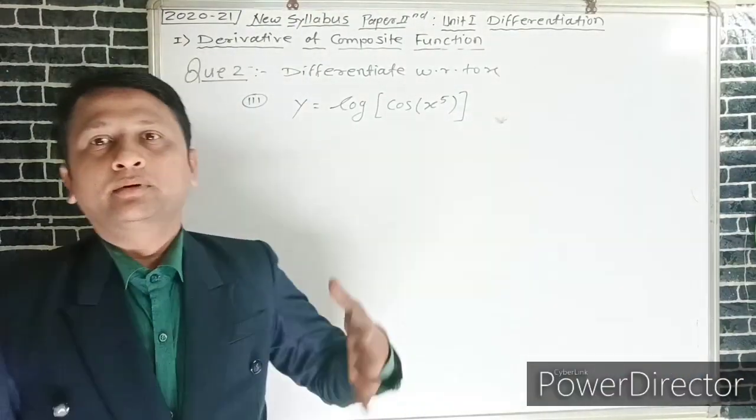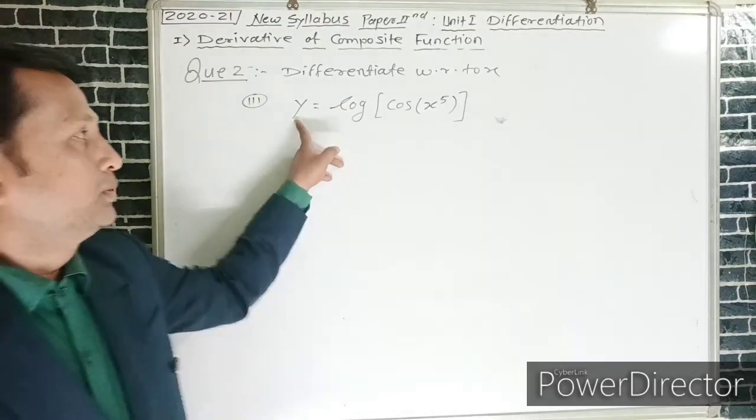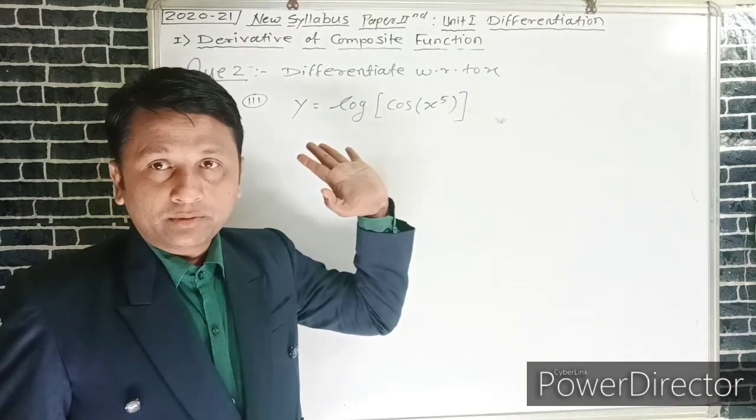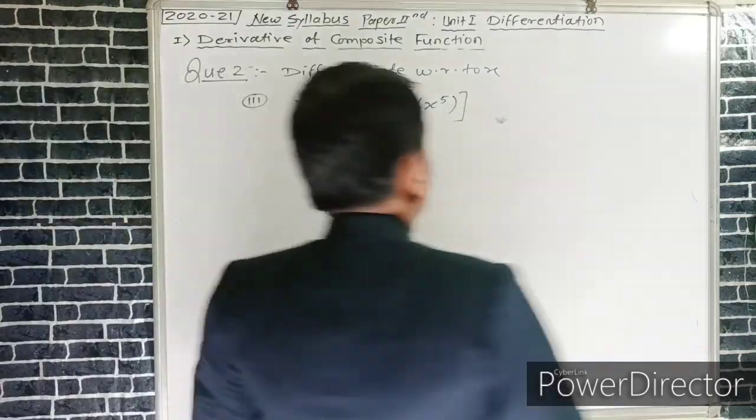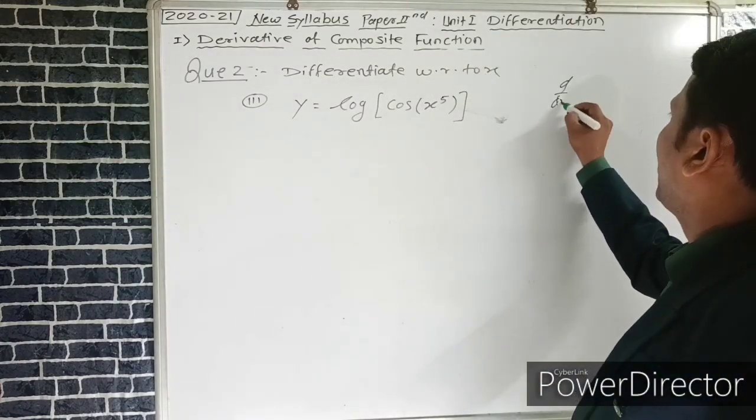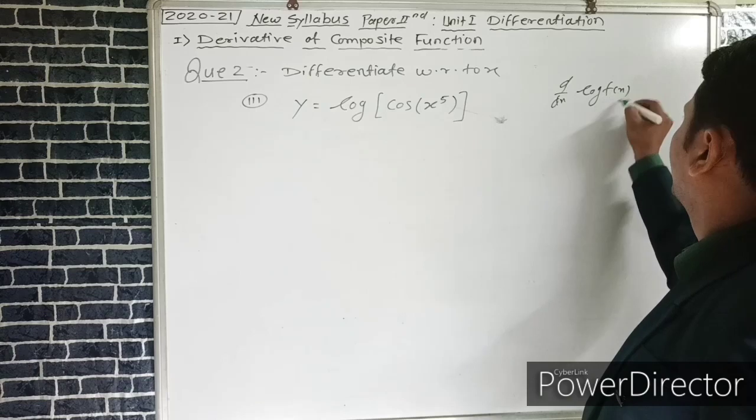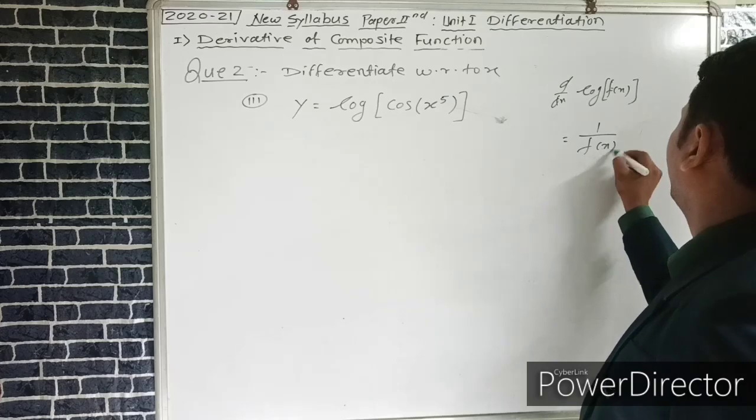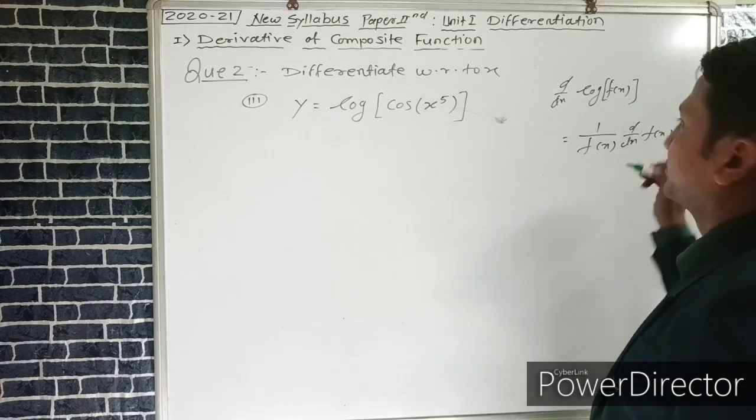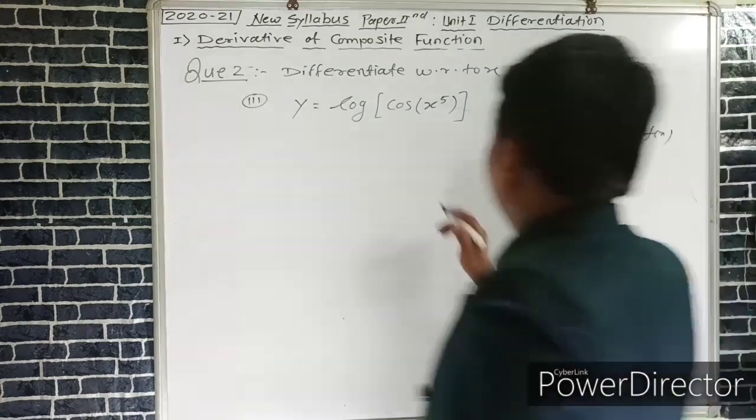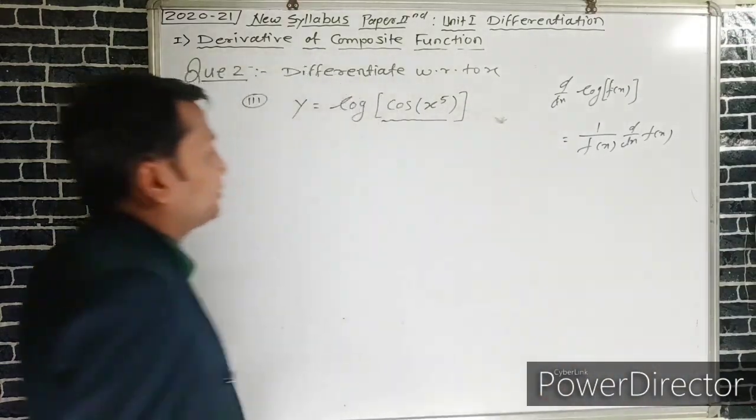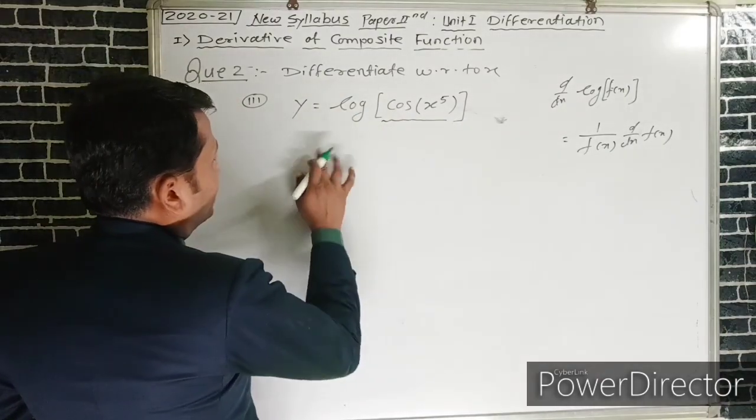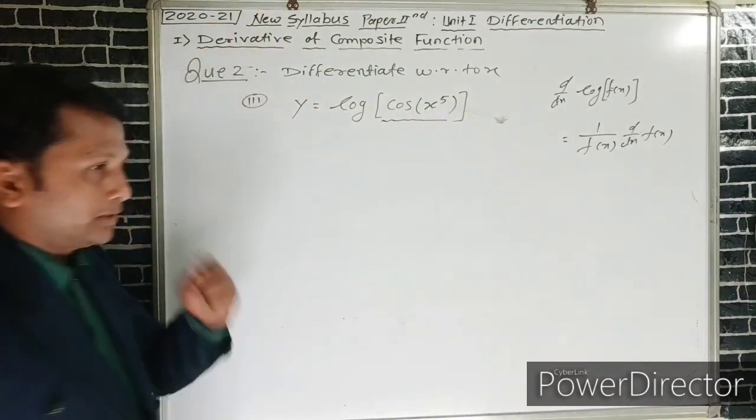Next, example number 3: y is equal to log of cos of x raised to the power 5. The given function is in the standard composite form log of f of x, and we know the derivative of log of f of x is 1 upon f(x) into the derivative of f(x). If the given bracket is composite form, then the derivative of log of cos x is 1 upon cos of x raised to the power 5.